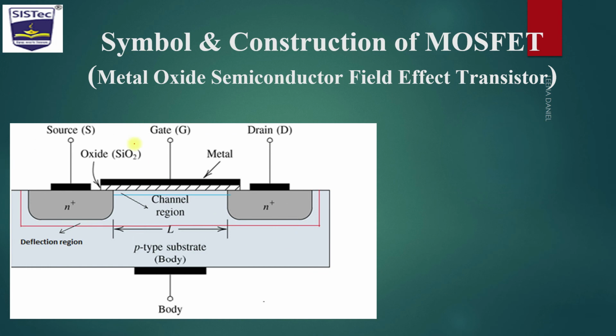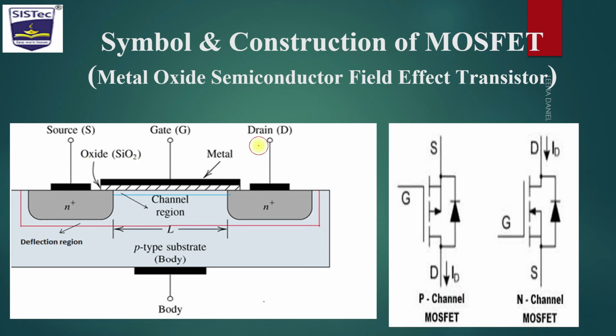This is the construction of the MOSFET. A power MOSFET has three terminals: drain, source and gate. These are the three terminals. This is the circuit symbol for P channel and N channel MOSFET. It has also three terminals: source, gate and drain.